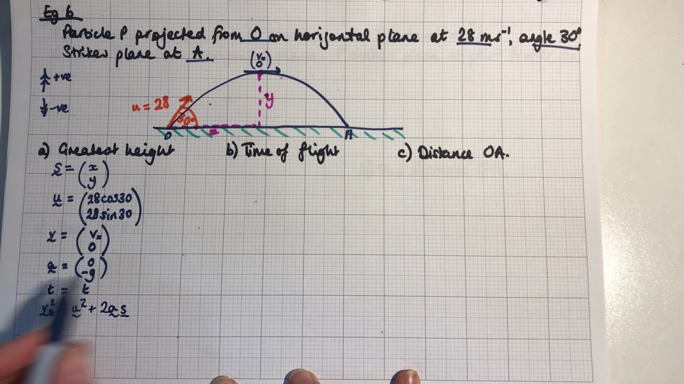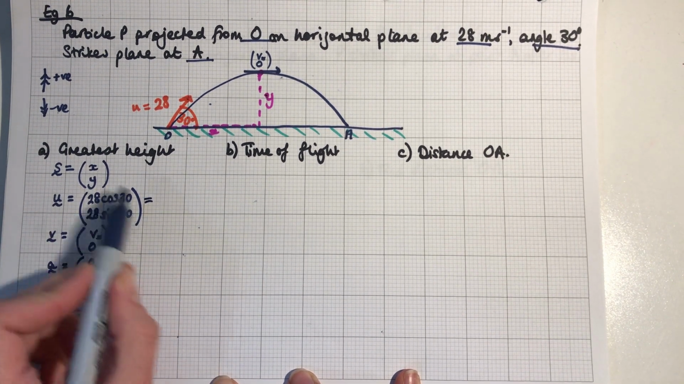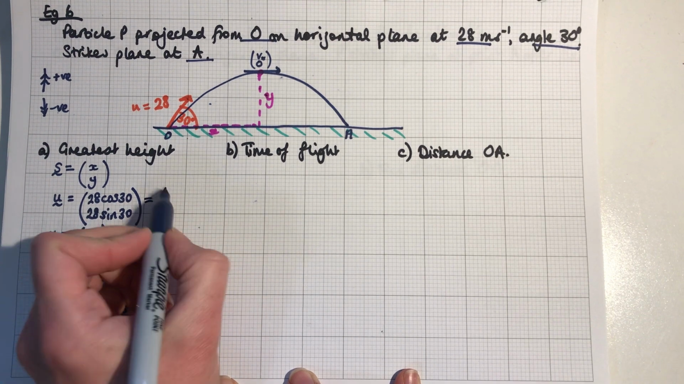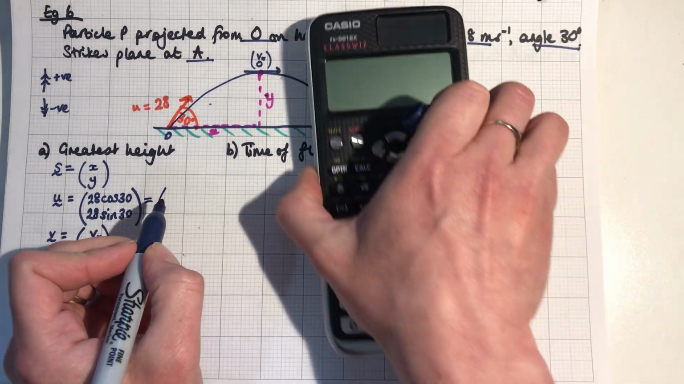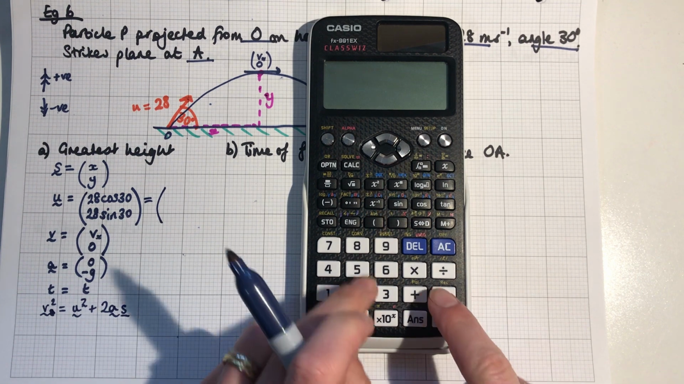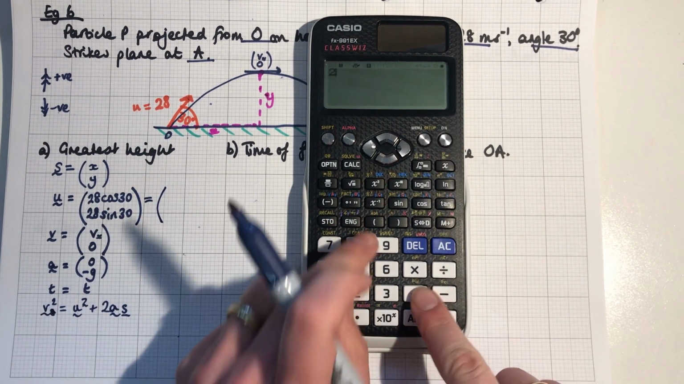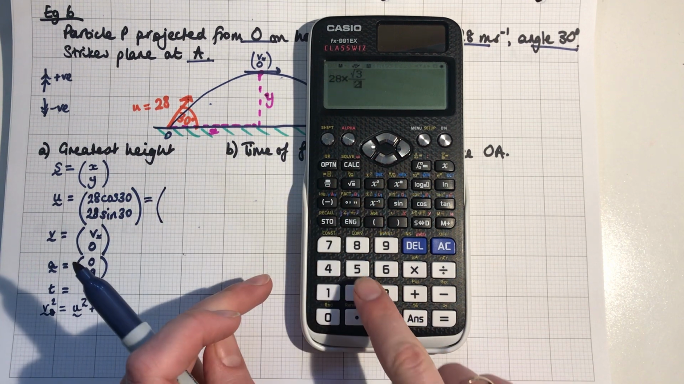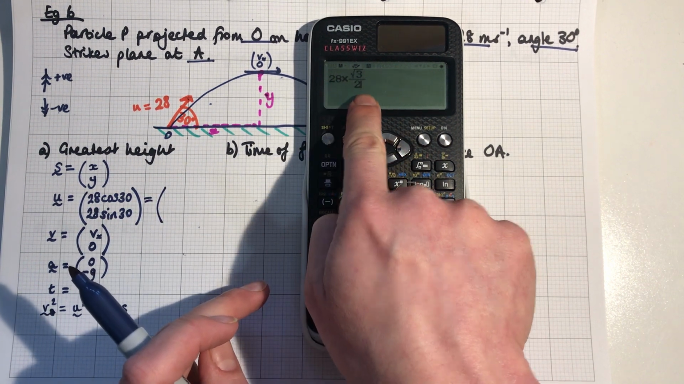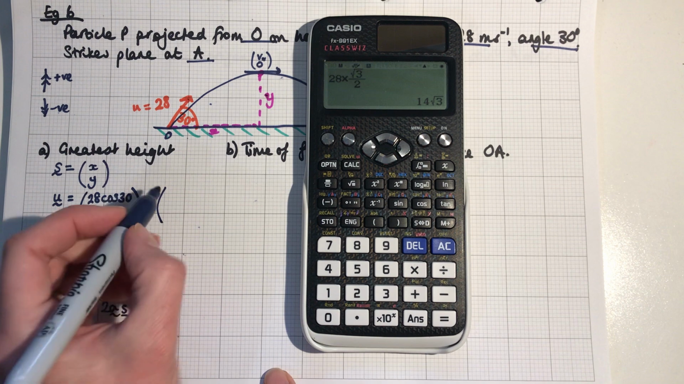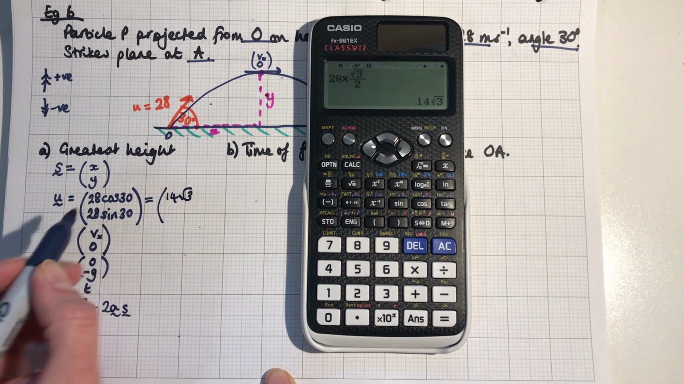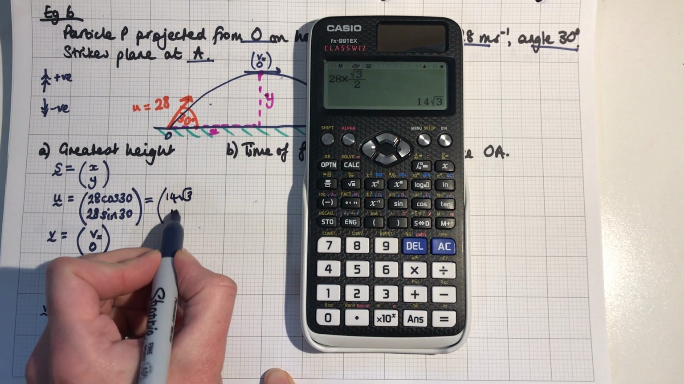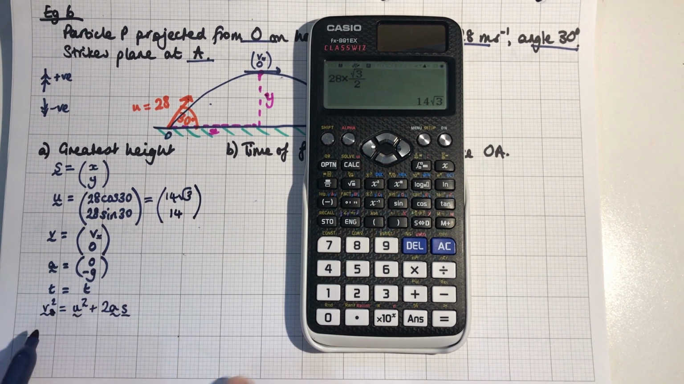Now before I plug anything into this, just looking up here, I want to tidy this up a bit first. Cos 30 is root 3 over 2. So let me show you on the calculator. 28 times root 3 over 2, that's 28 times cos 30, that's 14 root 3. And do the same thing with this, sin 30 is a half, so we've got 28 times a half, so that's just 14 there. So I'm going to tidy that up before I plug it in.